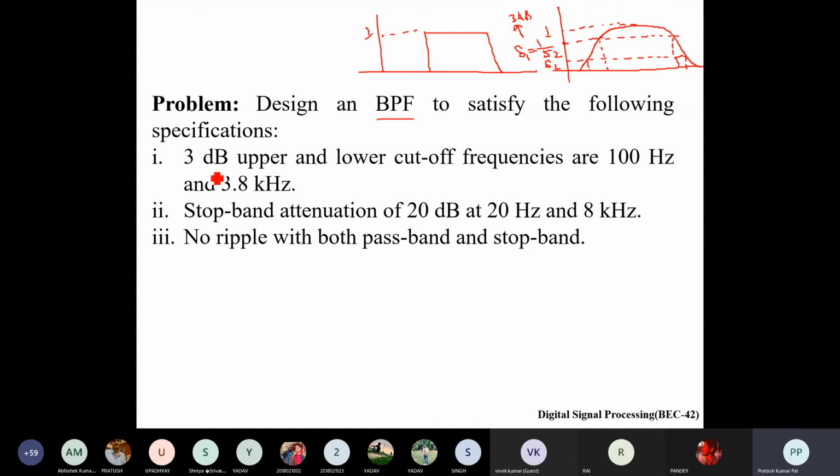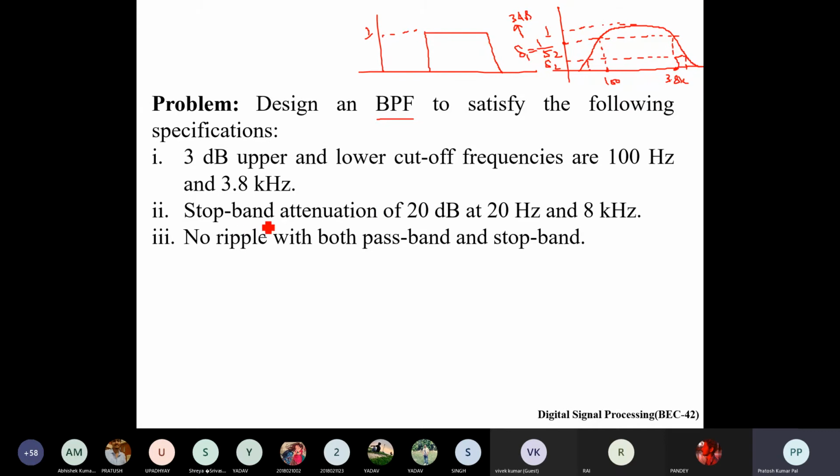So here in the question it is given that the 3 dB upper and lower cutoff frequencies are 100 hertz and 3.8 kilohertz. So the 3 dB cutoff frequencies, upper and lower, are 100 hertz and 3.8 kilohertz. So this will be your 100 and this will be your 3.8 kilohertz, this value and this value.